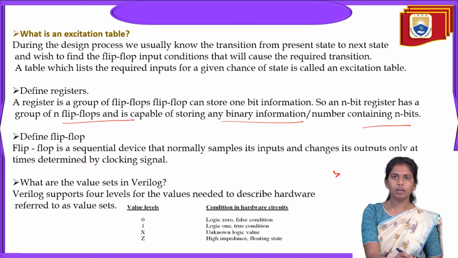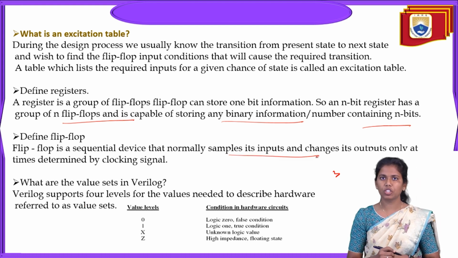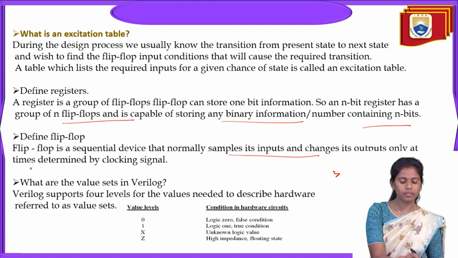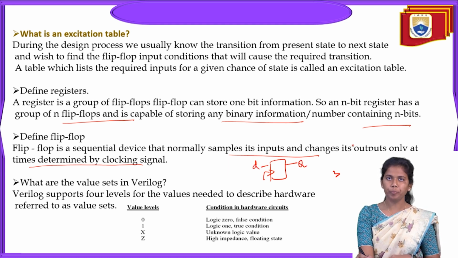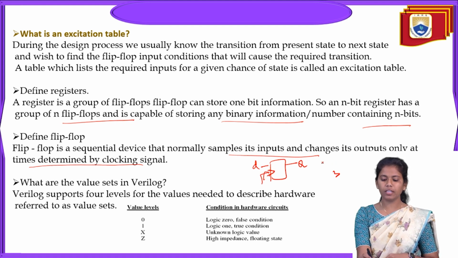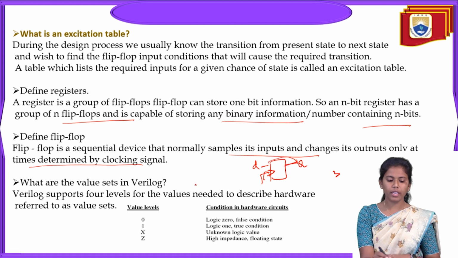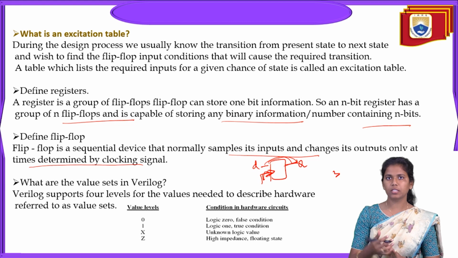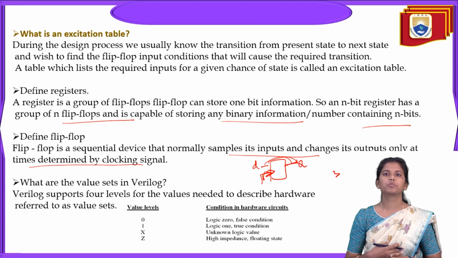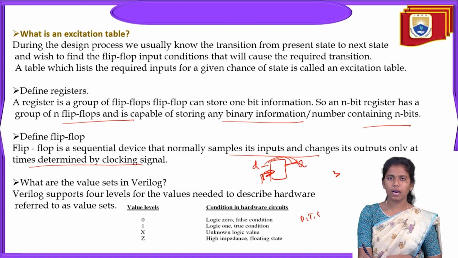And then what is a flip-flop? A flip-flop is a storage device which normally samples inputs and changes its outputs only at the times determined by the clock signal. So only at the clock signal is the output observed. If D is a flip-flop, D is the input and the output is observed as Q. This is clocked, or else the output does not change. The input will change its output only at the time determined by the clock signal. In flip-flops we have different types: D, T, SR, and master-slave flip-flops as well.